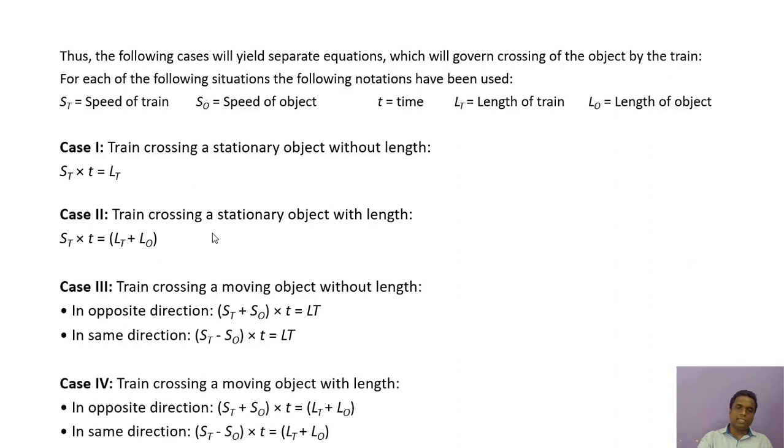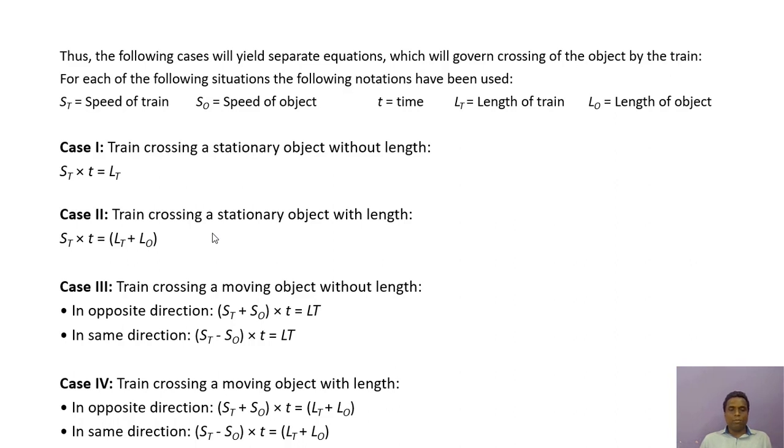Now we had seen the case without length; if we see the case with length, what we will get? Train crossing a moving object with length. First case is if they are in opposite direction. So the formula is St plus S0 into T is equal to LT plus L0. Because we always remember, whenever there is an opposite direction convention, we always have to add the speeds. If they are in the same direction, we always have to subtract the speed.